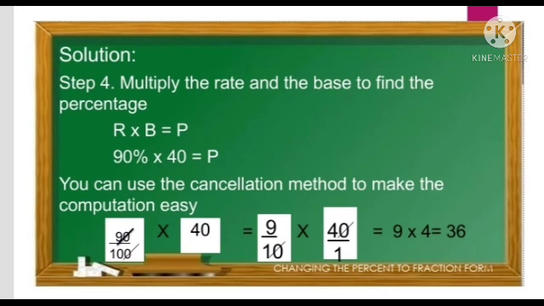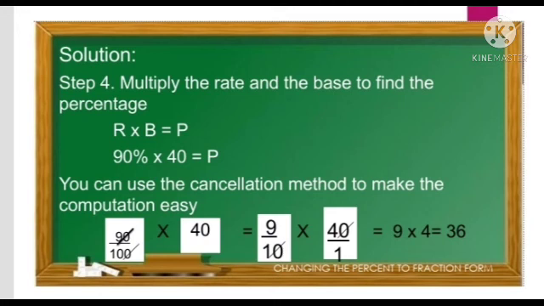Okay, we are in the last step. Multiply the rate and the base to find the percentage. Rate multiplied by base equals percent. 90% times 40 is equal to P, or percent. You can use the cancellation method to make the computation easy. 90 over 100 multiplied by 40.